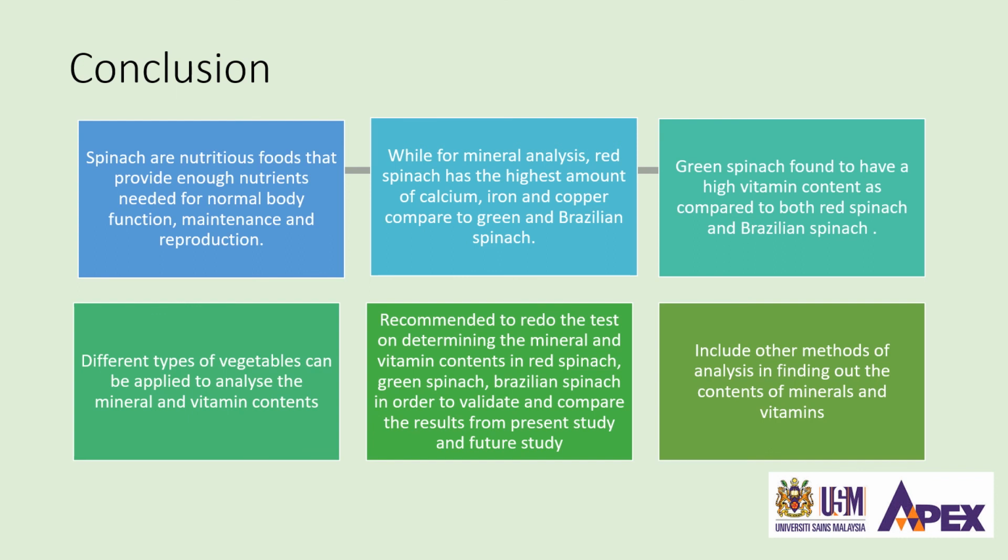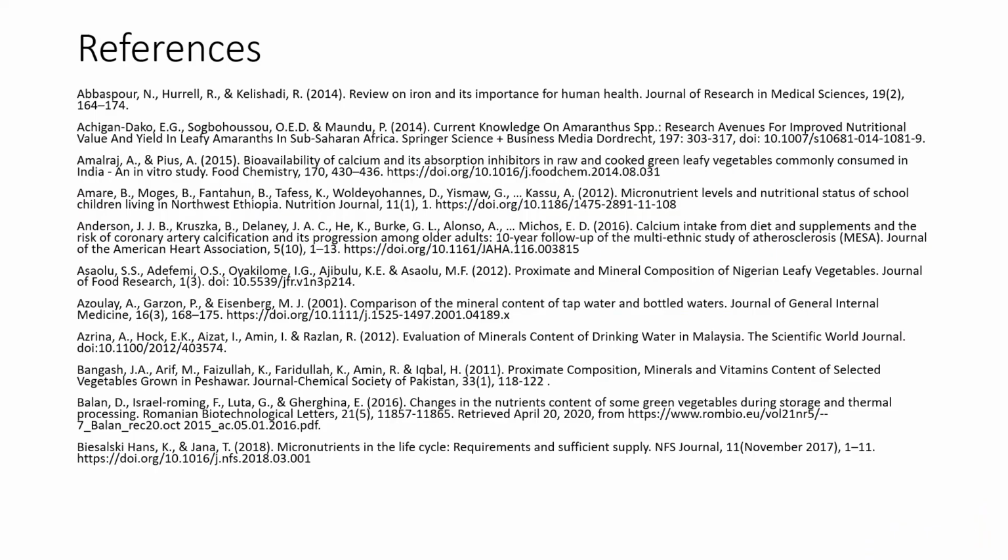Firstly, it is recommended to redo the test on determining the mineral and vitamin contents in red spinach, green spinach, and Brazilian spinach in order to validate and compare the result from the present study and future study. It is also suggested to include other methods of analysis in finding out the contents of minerals and vitamins. Besides that, different types of vegetables can be applied to analyze the mineral and vitamin contents. These are the list of references.